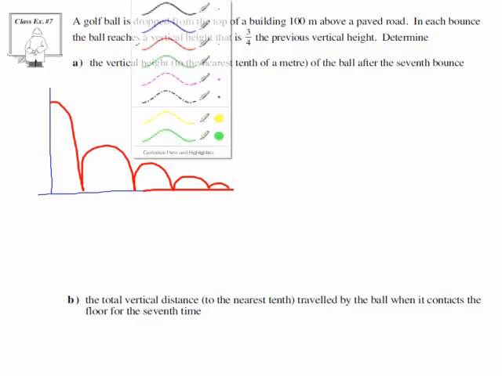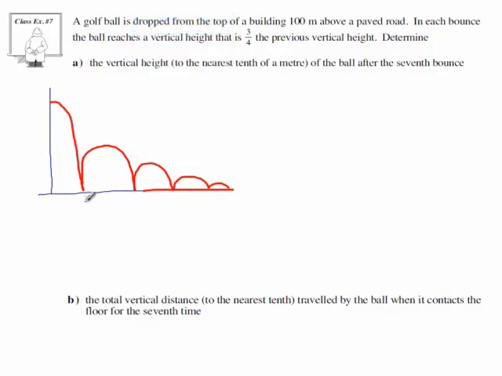And I'm going to label my bounces. Bounce 1, 2, 3, 4. And I want to set up my equation so that T1 is the term after the first bounce. So T7 will be the term after the 7th bounce. If you want to set it up differently, that's fine. Both should work well.